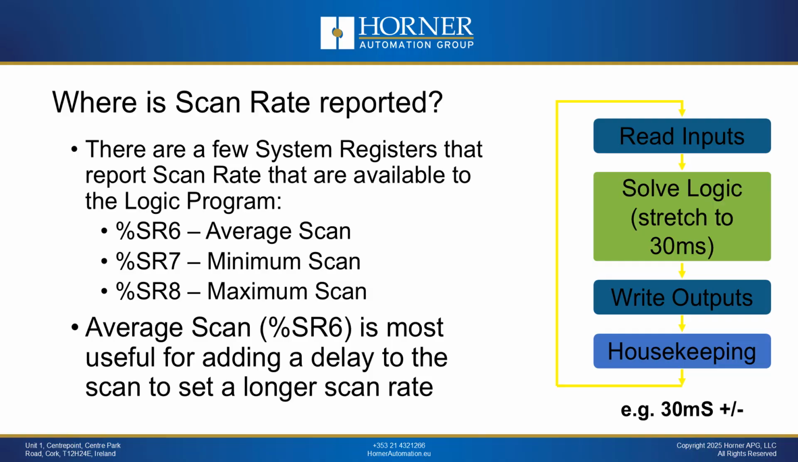How can we accomplish this? Well, that is what we are going to review today with the logic examples we have for you. But one thing we want to highlight before we get in there is that there are some system registers available in the Horner OCS that you can use to tell what the scan rate is, and the one that is most practical for this application is average scan, which is SR6, and that is the average of the last 5 scans is what the system register will tell you.